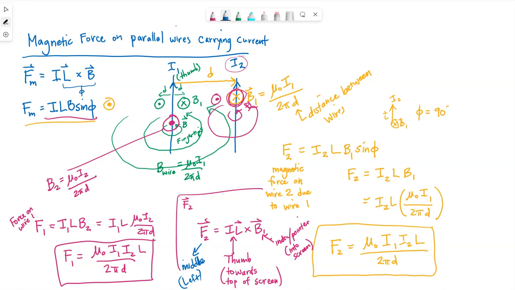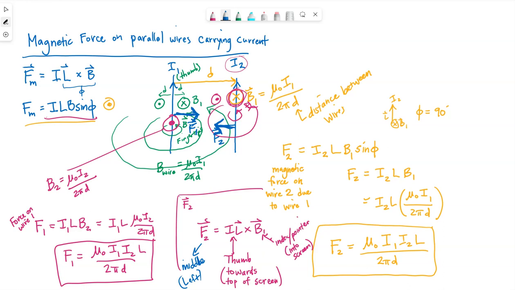So if I come up to wire 2, I can draw a vector pointing to the left that represents this magnetic force that wire 2 experiences. So wire 2 is attracted to wire 1. Well, by Newton's third law, not only do these forces have the same magnitude, they also have opposite directions. For every action, there's an equal and opposite reaction. So if wire 2 is attracted to wire 1, then wire 1 is attracted to wire 2.